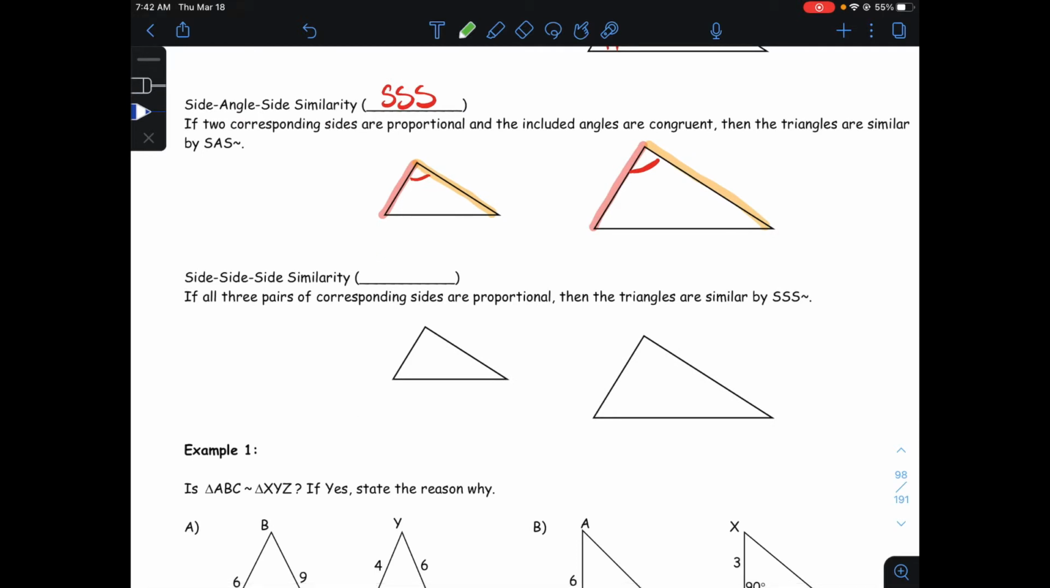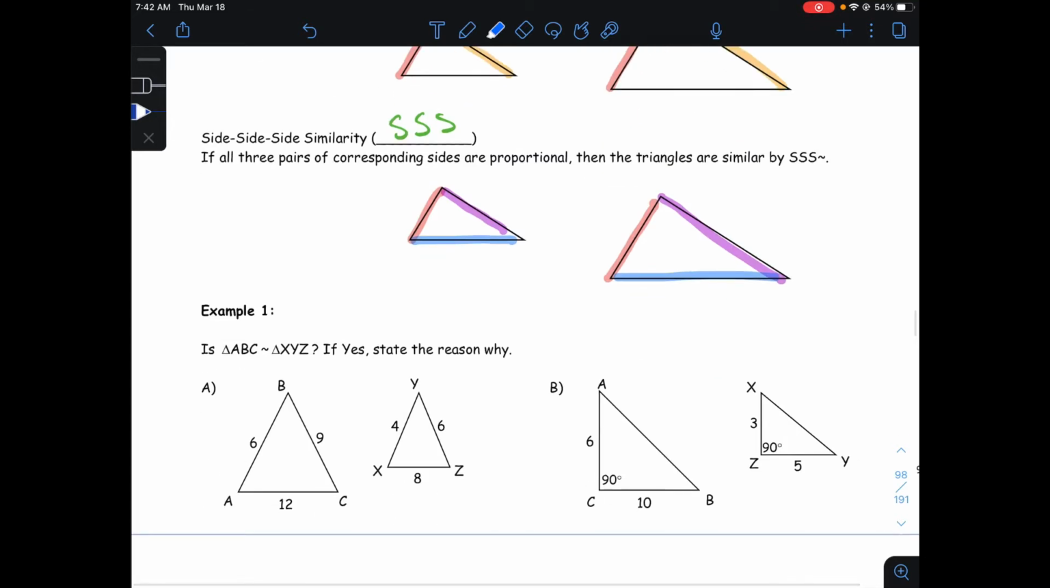Then we have side, side, side similarity. If all three pairs of corresponding sides are proportional, then the triangles are similar by SSS. So we would need these to be proportional, these to be proportional, and these to be proportional. We've learned how to set up proportions, but we haven't really talked about how to prove something is proportional. We'll talk about that now.